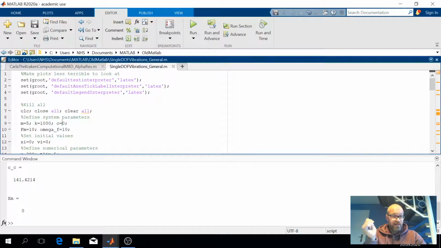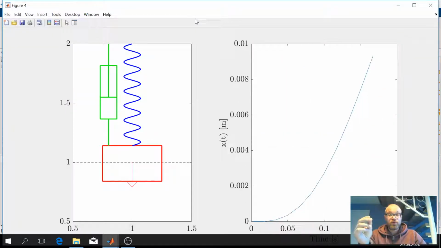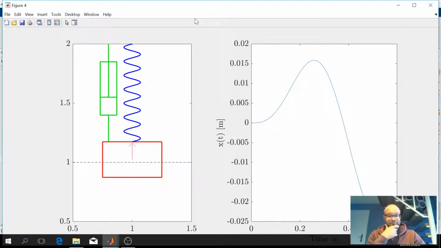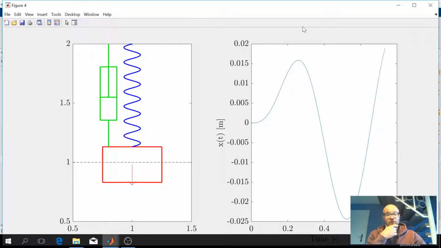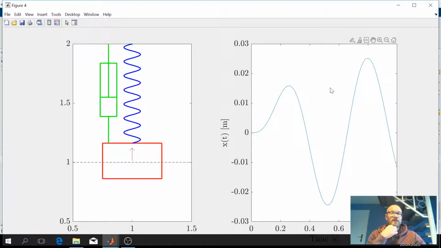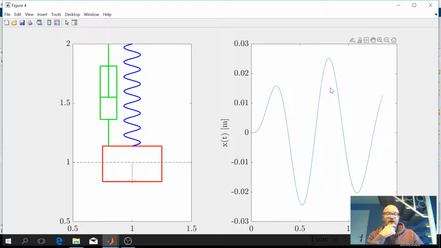But if I now add a bit of damping to my system, let's say 10 kilograms per second, and still initiate a motion with a harmonic force excitation, let's have a look at what happens here. Right. Initially over here we can tell that the motion is still weird. It's still irregular. But let's see what happens in time, shall we?